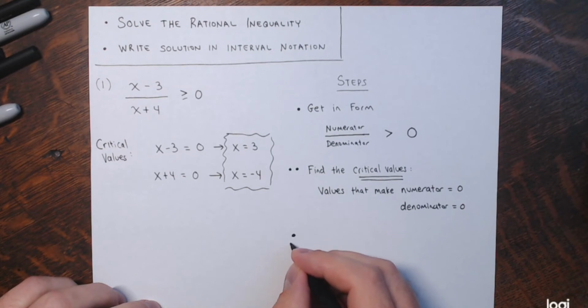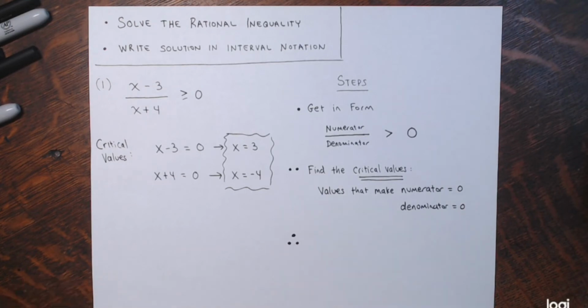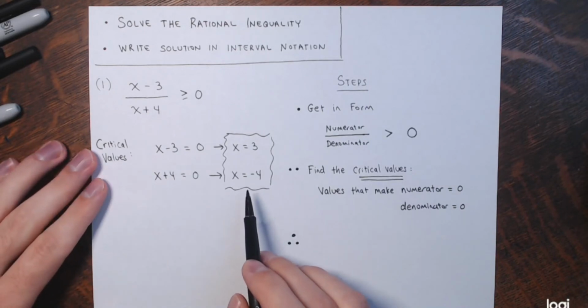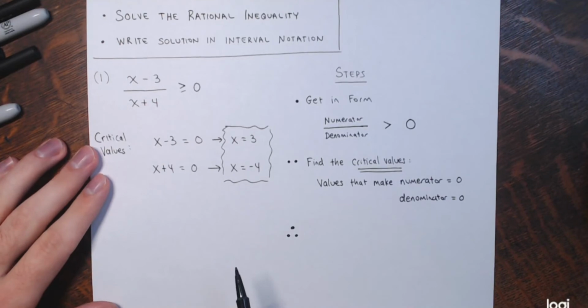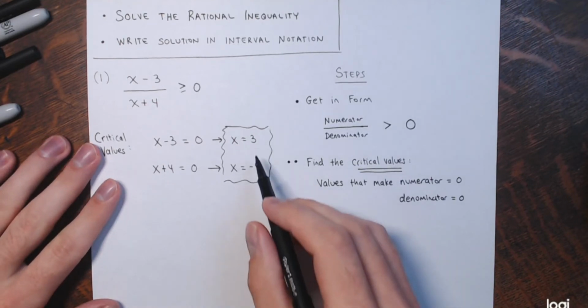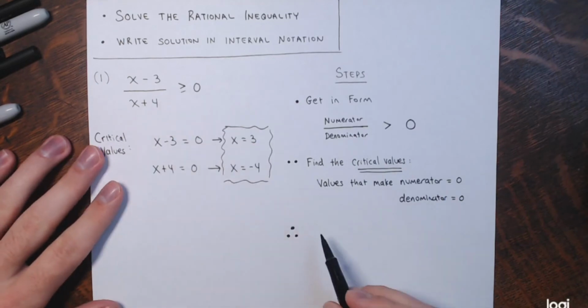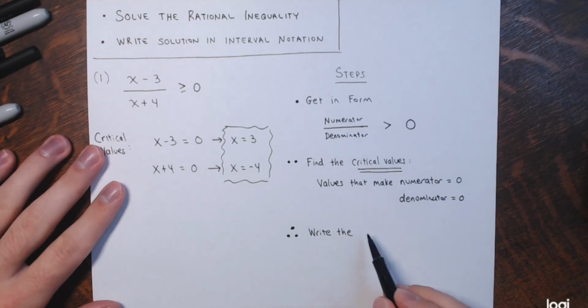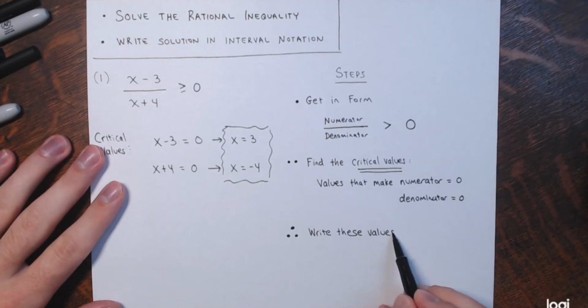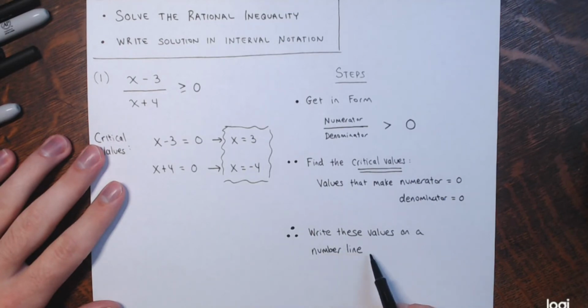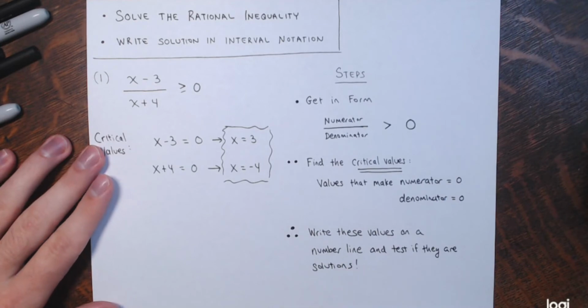All right, the next step. We're going to write these critical values on a number line and test to see if they're solutions of the inequality. And you always test back in the original inequality.